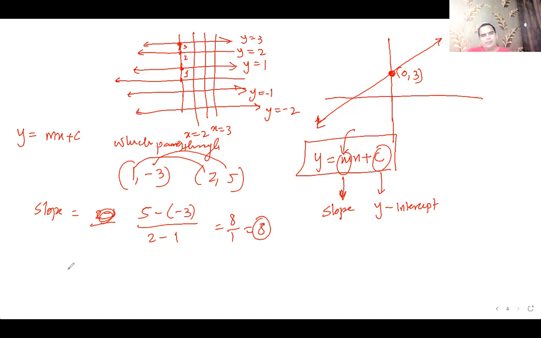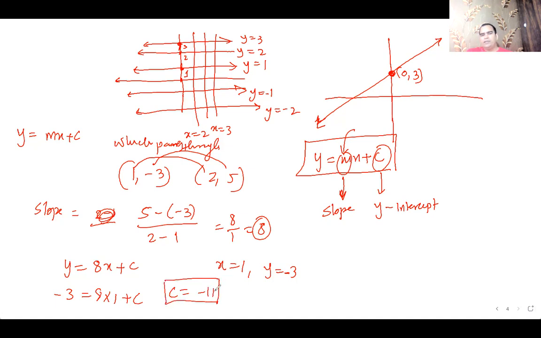So we're going to write y equals 8x plus c. Still, I haven't got the c value. So plug in x as 1 and y as negative 3 to get the c value. So negative 3 equals 8 times 1 plus c. So c you get is negative 11. And my final equation is y equals 8x minus 11.